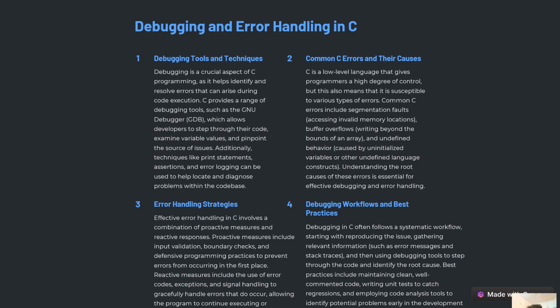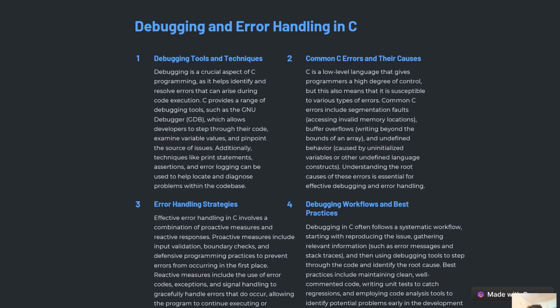Debugging and error handling in C. Debugging tools and techniques. Debugging is a crucial aspect of C programming as it helps identify and resolve errors that can arise during code execution. C provides a range of debugging tools such as the GNU Debugger, which allows developers to step through their code, examine variable values, and pinpoint the source of issues. Additionally, techniques like print statements, assertions, and error logging can be used to help locate and diagnose problems within the codebase. Common C errors and their causes.